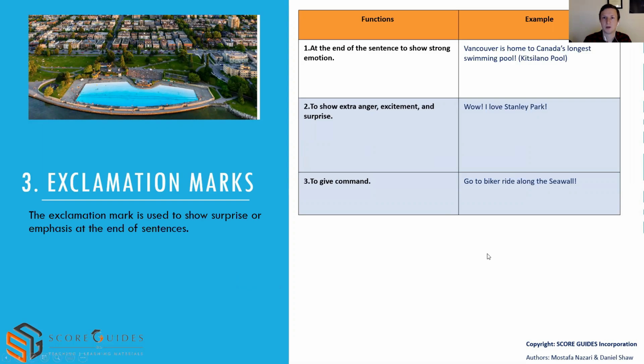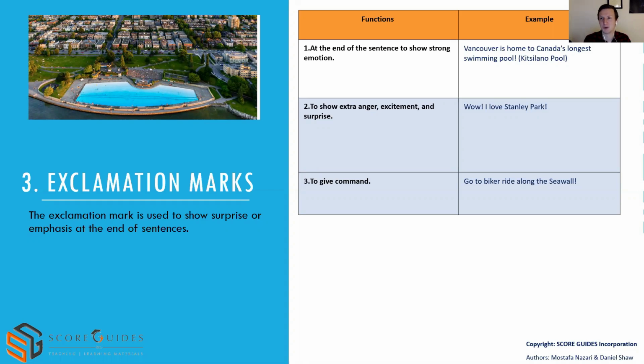First of all, the function at the end of the sentence to show strong emotion. Vancouver is home to Canada's longest swimming pool. Wow, that's surprising. So there's a picture of Kitsilano Pool. Secondly, to show extra anger, excitement, and surprise. Wow! I love Stanley Park.